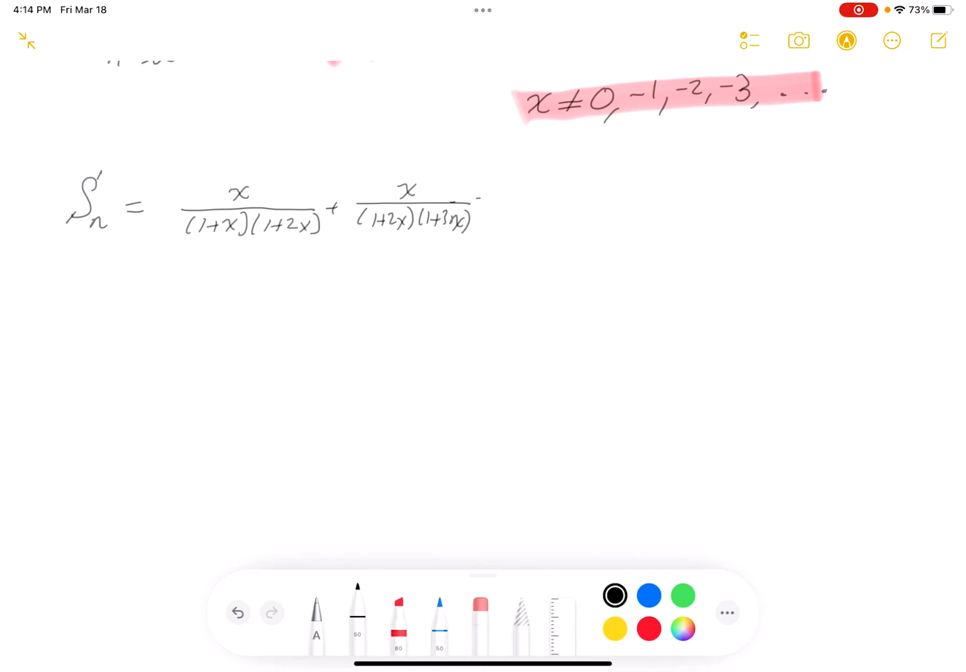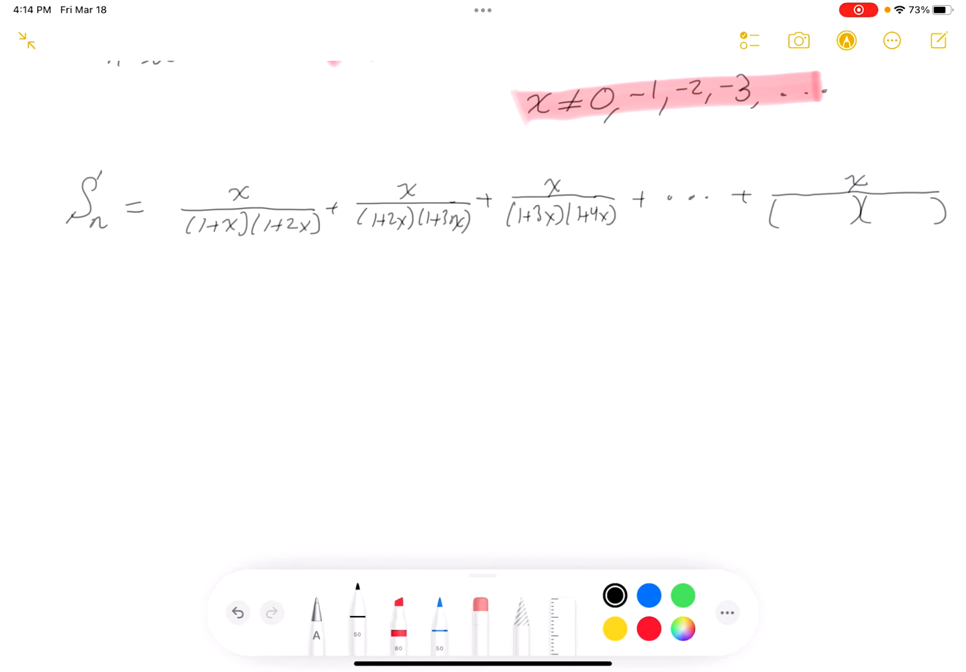I think I know the pattern, but let me just write this down. This is x, 1 plus 3x, and 1 plus 4x, plus yada, yada, yada. And I'm going to go to the nth term, which has 2 factors on the bottom. And I want to chase one rabbit at a time.